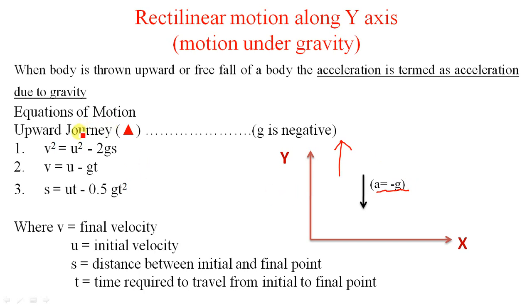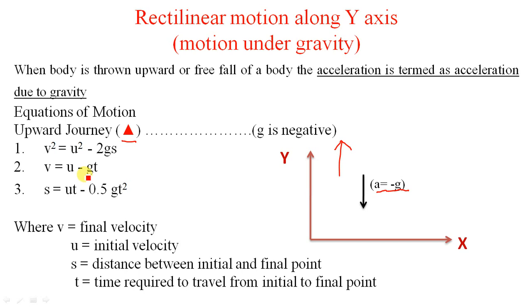So the equations of motion during the upward journey. Remember, these three formulas we have to use for the upward journey, and during the upward journey g is always negative. First equation, v square is equal to u square plus twice as. Here a is replaced by minus g, therefore your equation becomes v square is equal to u square minus twice gs. Next, v is equal to u plus at. Here a again is replaced by minus g, so it becomes v is equal to u minus gt.